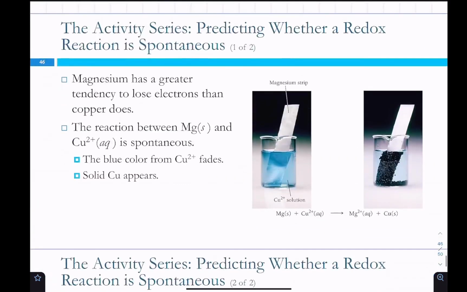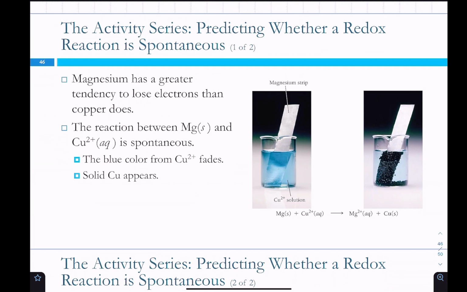We will come back to balancing redox reactions, but we'll do that next week. All right, activity series. Activity series is all about predicting whether a redox reaction is going to be spontaneous or not. So every element, I guess you could say even every compound, has a tendency to gain or lose electrons. And you can, in a sense, think of these elements and compounds as having some sort of inherent strength for stealing electrons from other things or holding on to their own electrons.